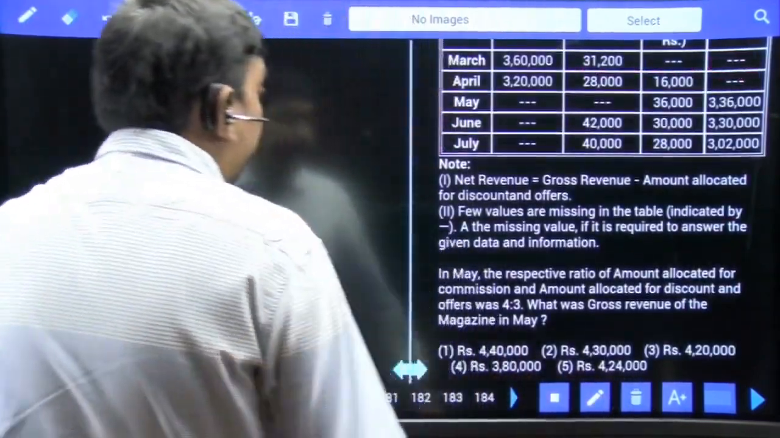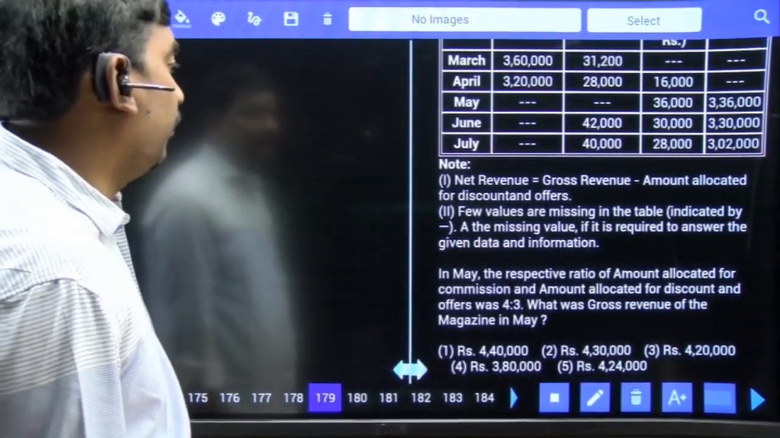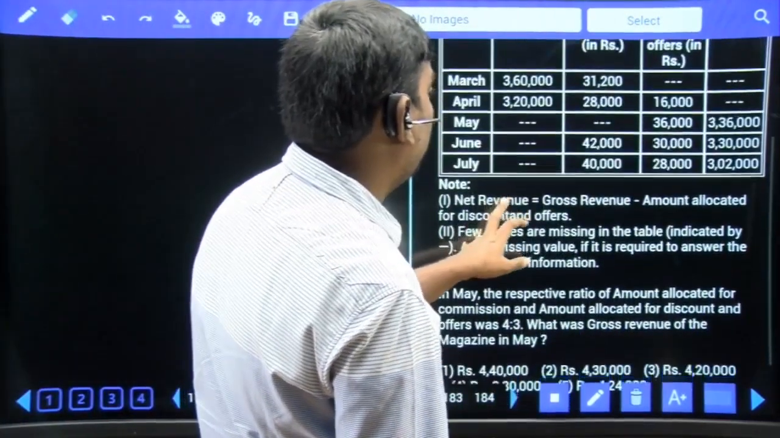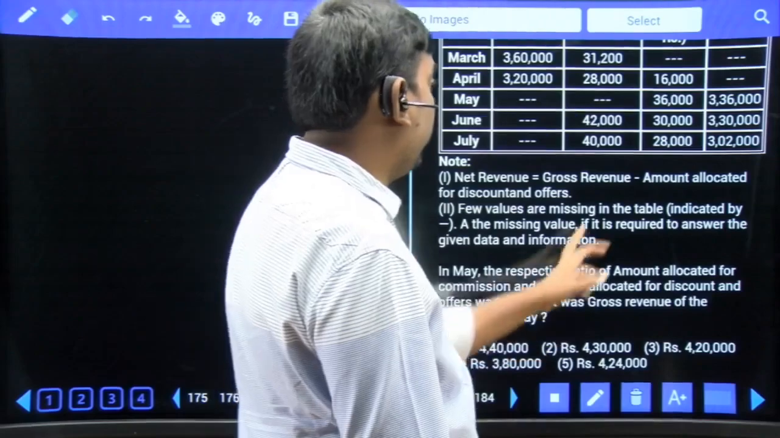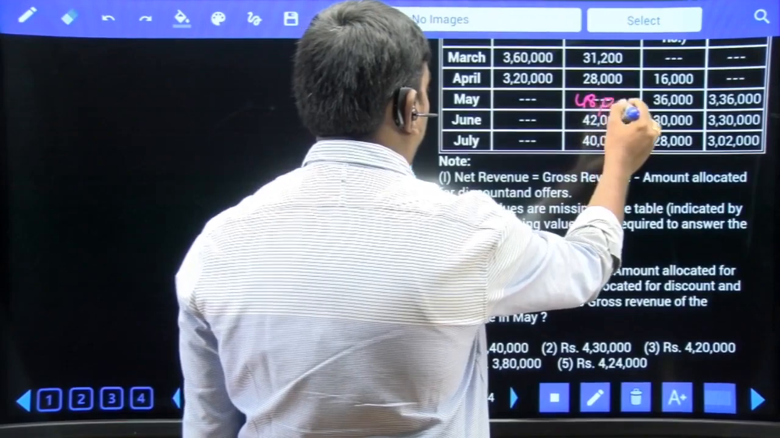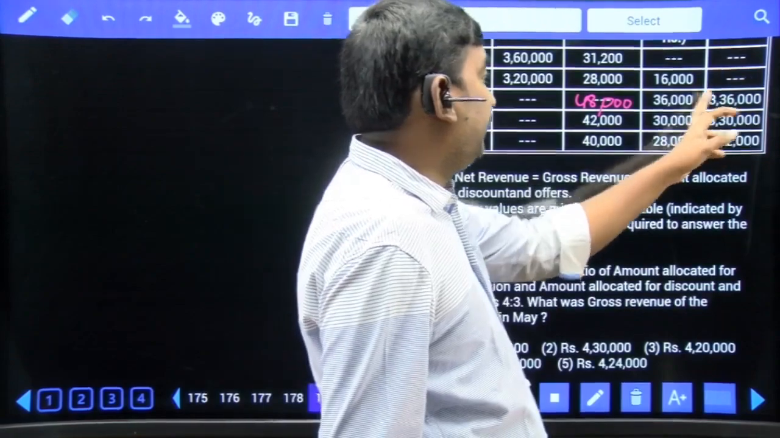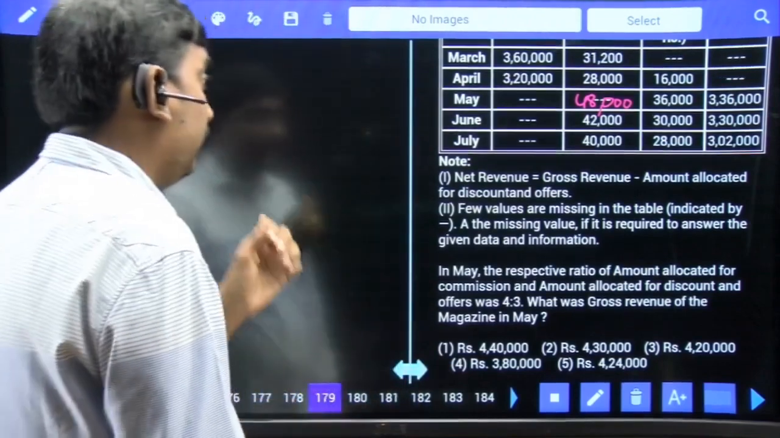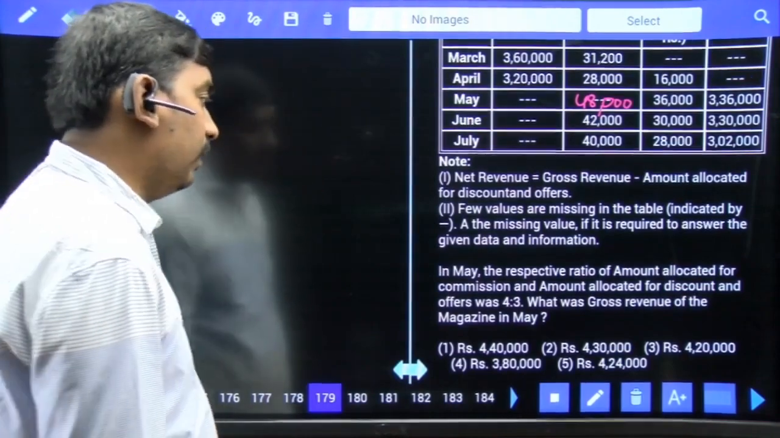Next, in May, the respective ratio of the amount allocated for commission and amount allocated for discount and offers was 4:3. Okay. 3 parts value 36,000. 1 part value 12,000. 4 parts value 48,000 in May month. What was the gross revenue of the magazine? 36, 36, 72. 72 plus 48, 120. 3 lakhs plus 120, 4 lakhs 20,000.